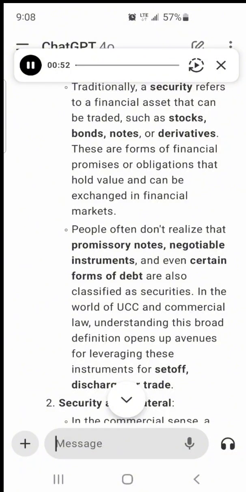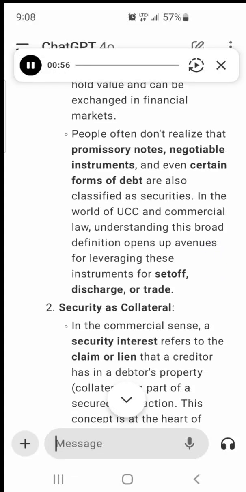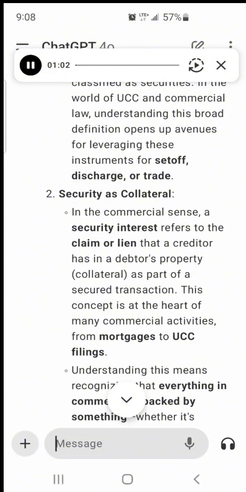People often don't realize that promissory notes, negotiable instruments, and even certain forms of debt are also classified as securities. In the world of UCC and commercial law, understanding this broad definition opens up avenues for leveraging these instruments for set-off, discharge, or trade.